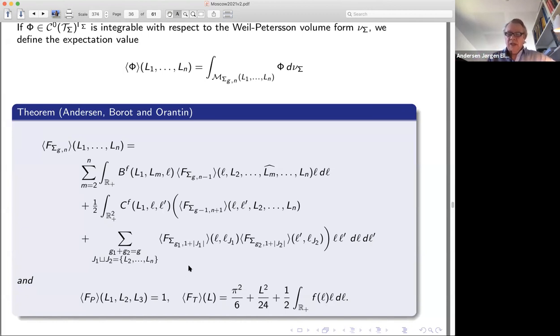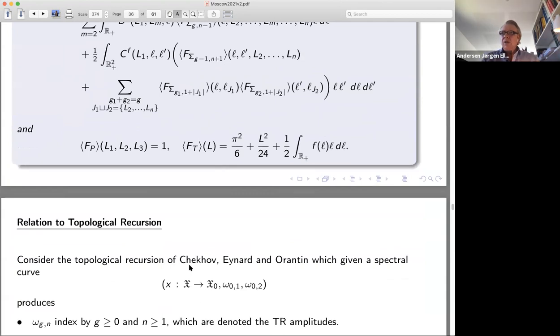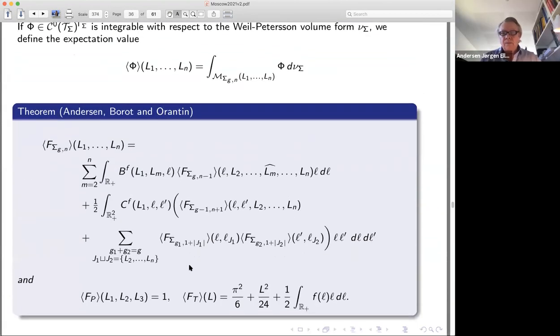Because the difference between this and topological recursion is simply the Laplace transform in the boundary variables. Jürgen, may I ask a question? Yeah. So because in Airy structures, it was important that the 3-point function was symmetric. Is it the same for this B and C? No. So we don't have the symmetry assumption here.